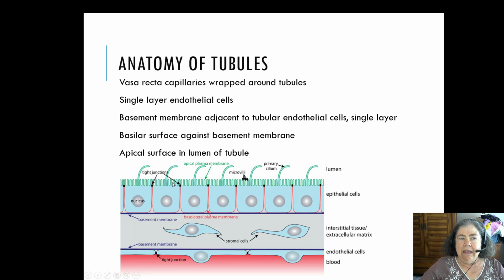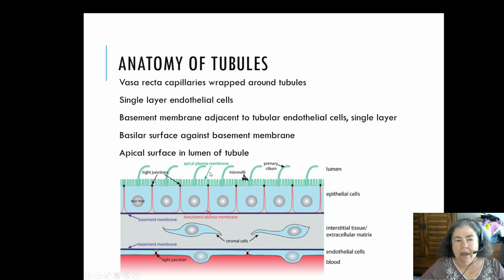Similarly, the epithelial cells that line the tubules are a single layer with tight junctions. They are tightly bound together, and they have a basement membrane as well. And there are a few cells in the interstitium that are providing structure and also just space around which fluid can flow.